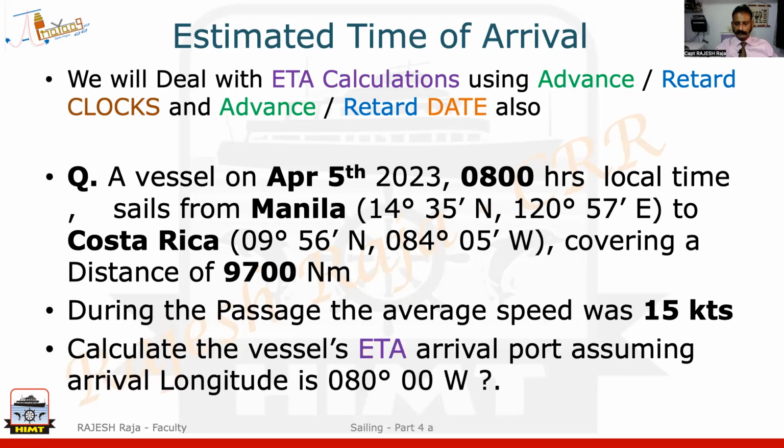And the question is asking me vessel's ETA, arrival port. There's a small catch here. He says, please assume the arrival longitude to be 080. We will see what is the use of this a little bit later, but let us go on the first part. Before that, I'll quickly do some recap also of concepts of advancing and retarding as well. So this is the question. Idea is to find the date and time of arrival ETA.